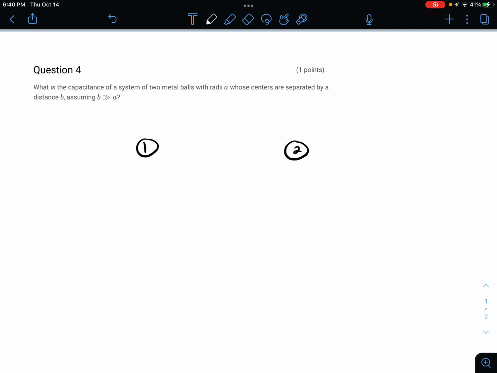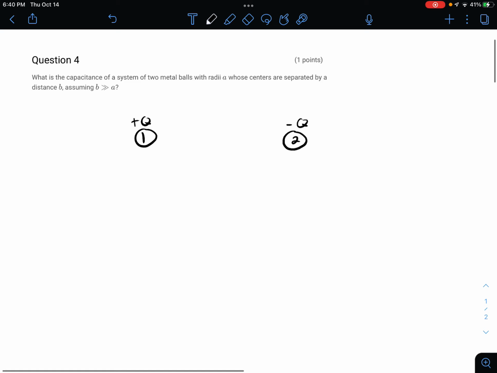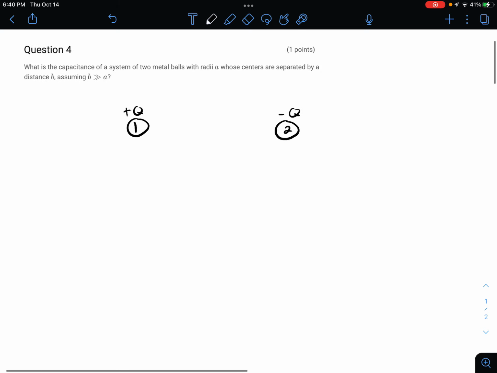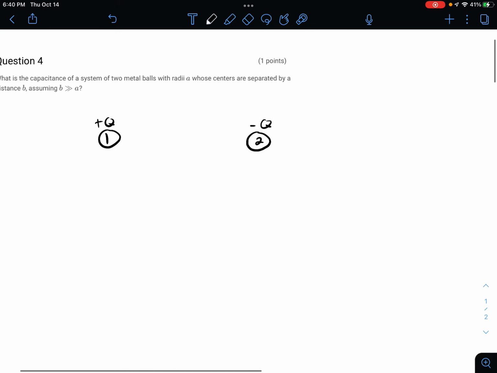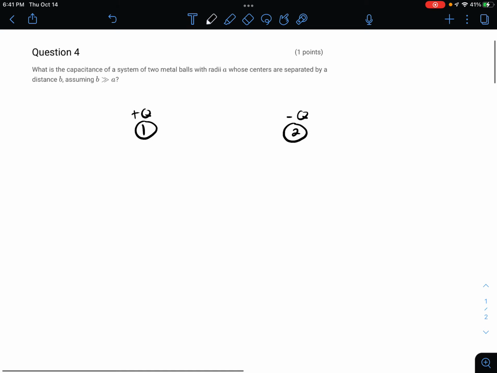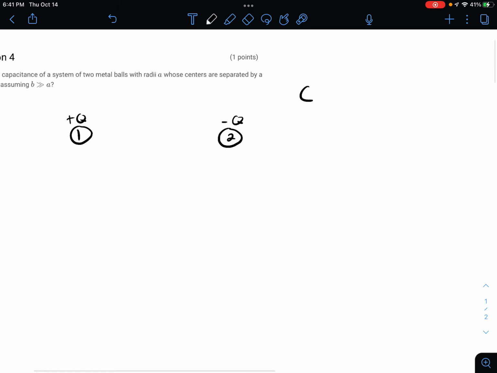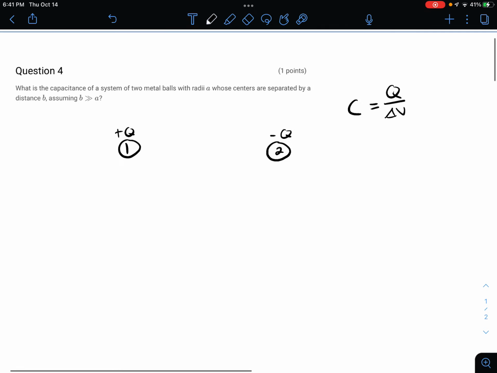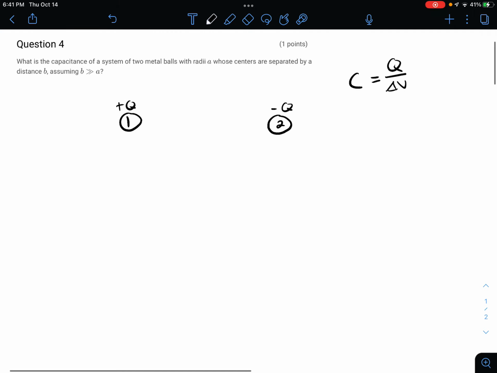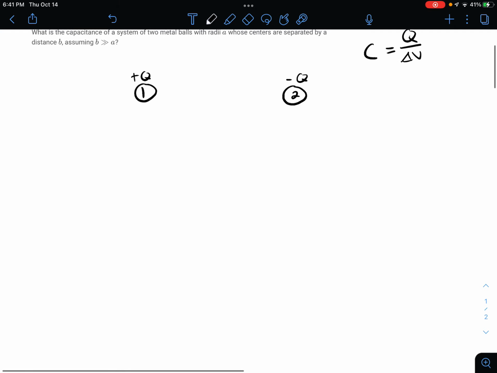So we're just going to arbitrarily assign this one plus Q and this one minus Q, so that we can get the potential difference between them. Because we're finding capacitance, we have to use Q over delta V, right? So we're trying to find the delta V between the two.